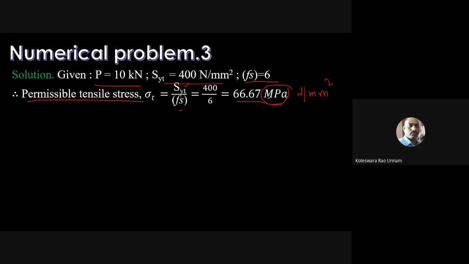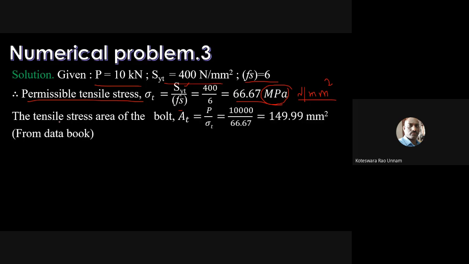So you can write it in MPa or you can write it as Newton per mm square also. Then the tensile stress area of the bolt is given by the formula I just told you: AT is nothing but P by sigma T. Earlier we used this formula as sigma T is equal to P by AT. Now I rearrange that so that I can get an expression for AT. So AT is nothing but P by sigma T.